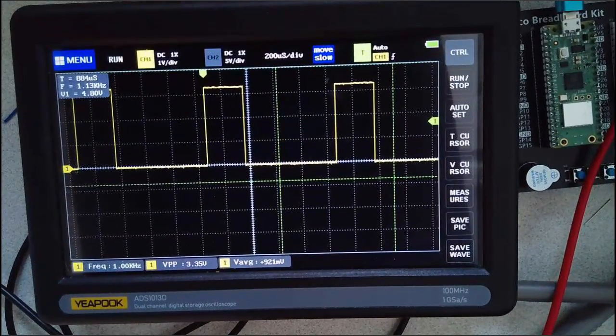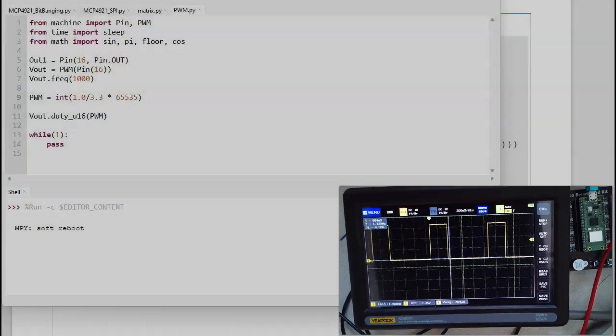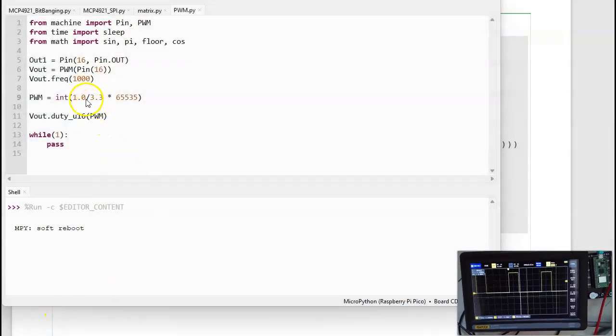If I look at the signal on an oscilloscope, it is 1 kilohertz. That's what I told it. The peak-to-peak is 3.3 volts, like that's what it is on a Pi Pico. The average is your DC voltage. So this is currently trying to put out a 1 volt signal. If I go back over here, and let's make it 2 volts, run. See, the pulse width just changed.